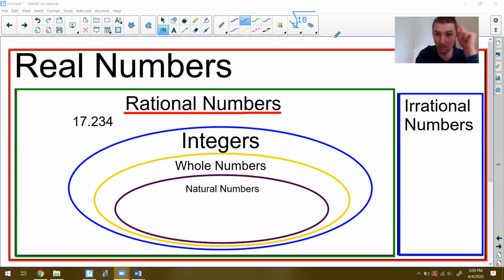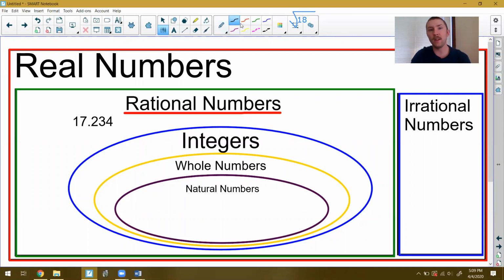But remember, if a square root does not come out nicely on the calculator, it goes on forever. Does it ever repeat itself? No, it doesn't. So the square root of 18 would go in this category. Okay, the square root of 18 would be an irrational number. So if I were asked, what category does the square root of 18 go in? I would say irrational number.